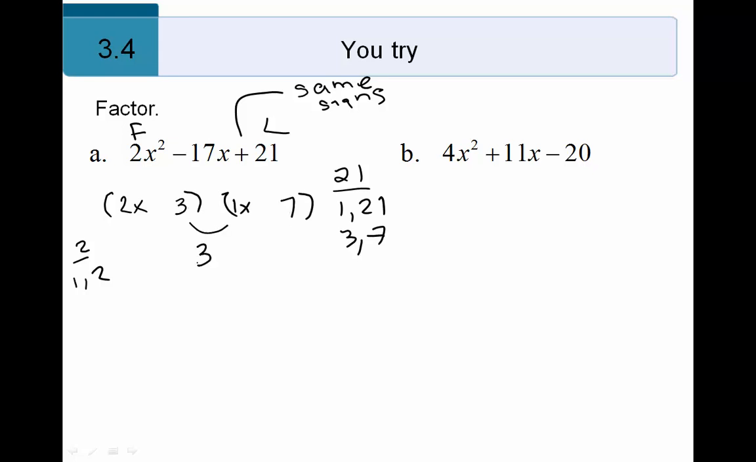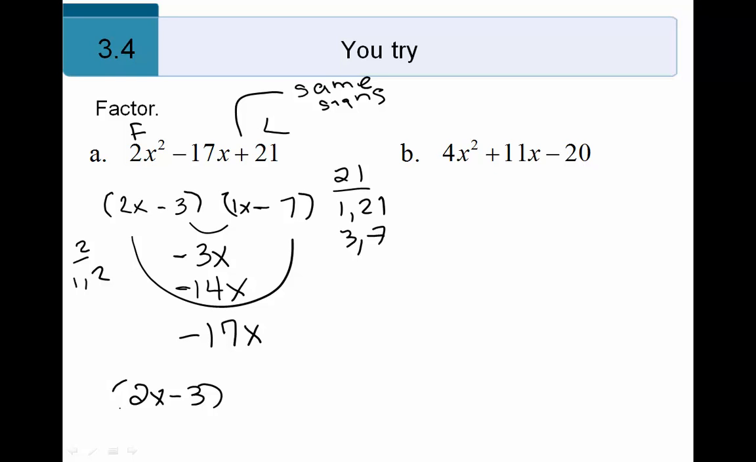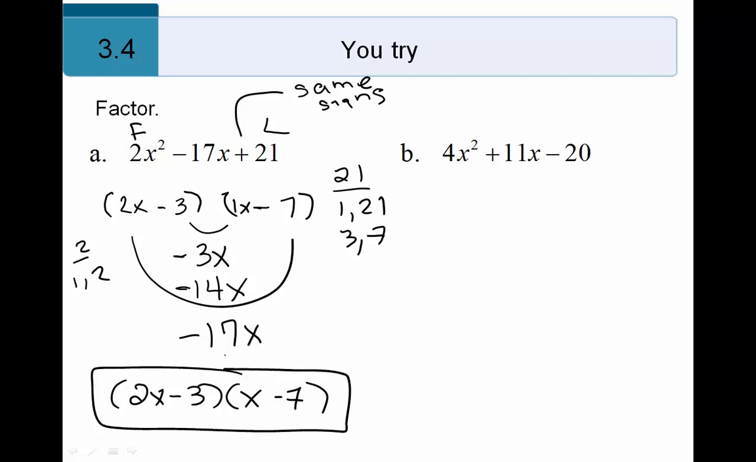3 times x is 3x. 2x times 7 is 14x. It needs to add up to negative 17x. My signs need to be the same. As long as they're both negative, it will add up to negative 17x. So 2x minus 3 multiplied by x minus 7, or x minus 7 times 2x minus 3. I'll make this one my last one.